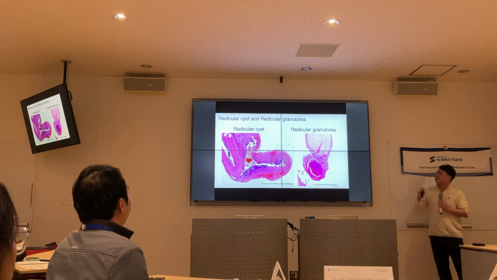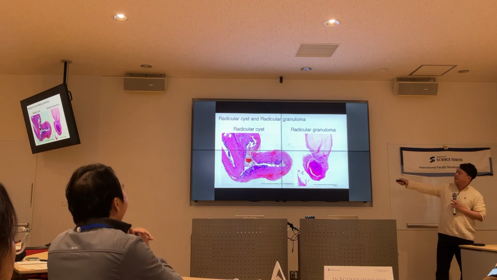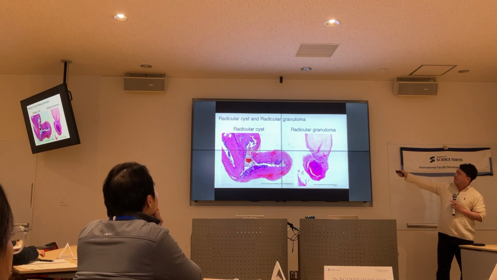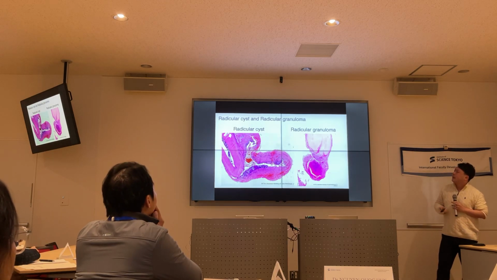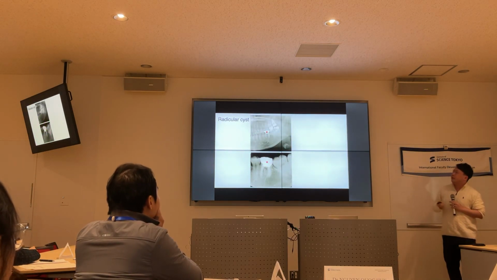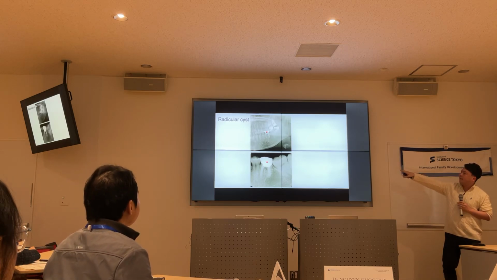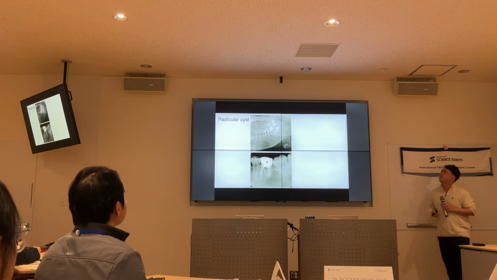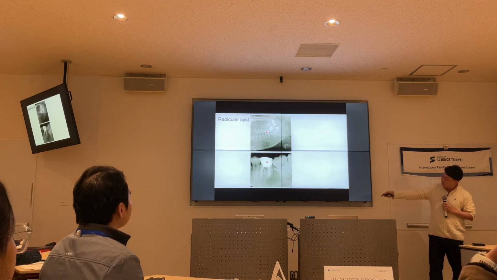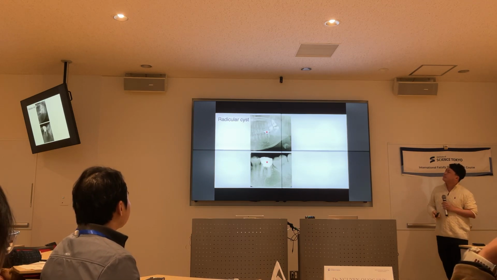The soft tissue is very different. This case is a radicular cyst. Some cases are radicular granuloma. This is another case I showed, a radicular cyst. Here is a very big region in the left first mandibular molar. Here is a very big region in the distal area.